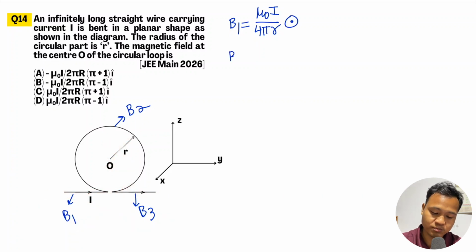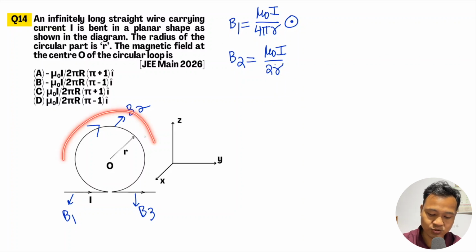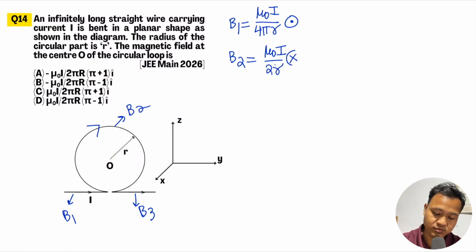Okay. So B2, for the full loop, is mu naught into I by 2R. The current is clockwise. So like this, you curl your right hand. If you curl your right hand like this, your thumb will be pointing inwards. So that means this is inwards. Now B3, also semi-infinite, is mu naught into I by 4 pi into R.